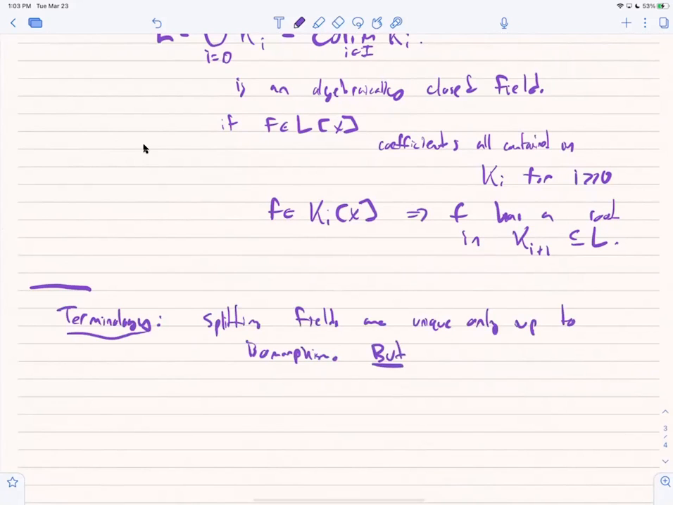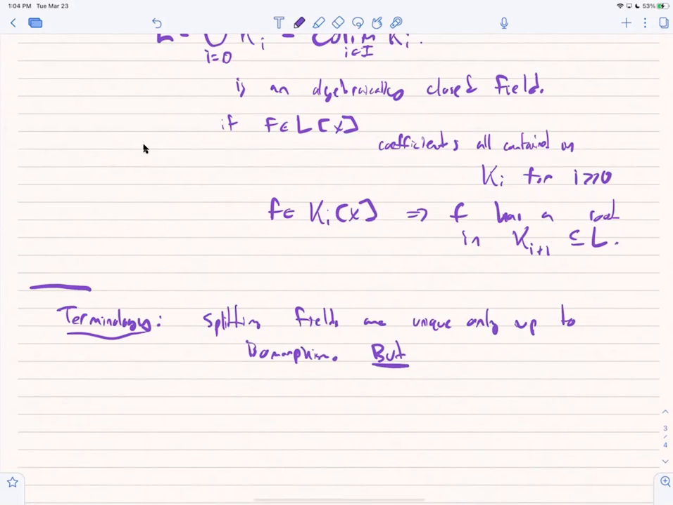This non-uniqueness is often a conceptual issue, and sometimes even a logistical issue when you're writing down a proof. It's often nice if you can have some way in hand to have a unique splitting field and be able to talk about the splitting field of two different polynomials and relate them.